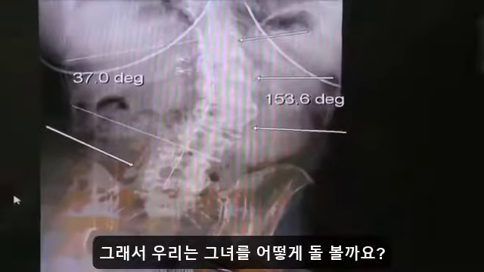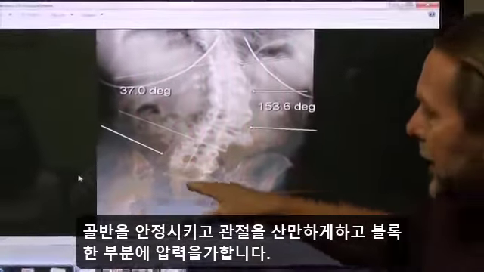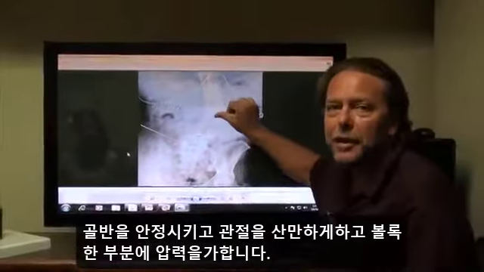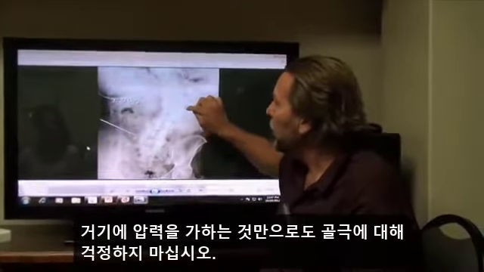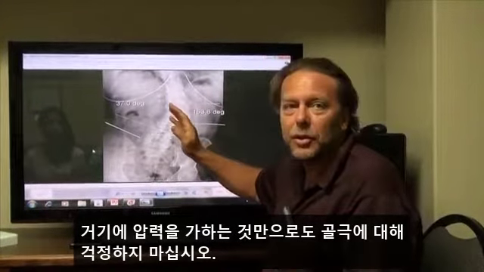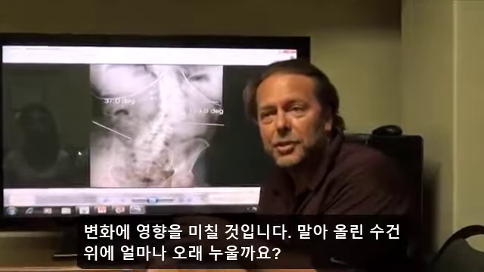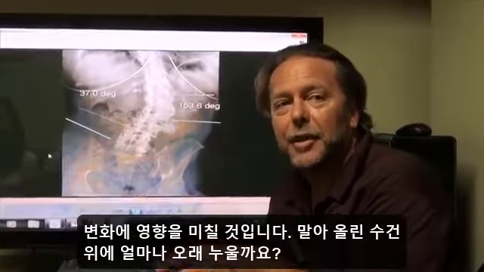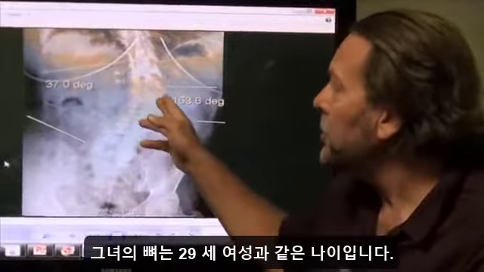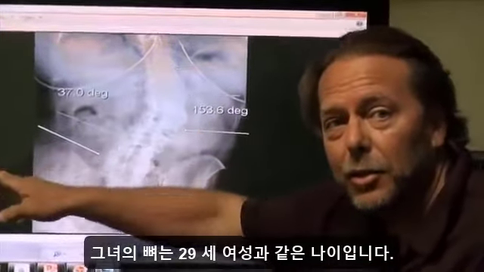So how are we going to take care of her? We're going to stabilize the pelvis, we're going to distract the joint, apply pressure at the convexity. Don't even worry about the osteophyte there, because just by applying pressure there, you're going to affect a change. And then how long is she going to have to lay on her side on that rolled up towel? 18 minutes.